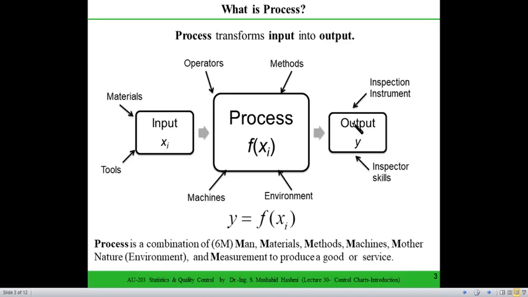Whether the measurement takes place at the input stage, during the transformation process, or at the output stage. So in any process, all the time we are dealing with these 6 M's: man, materials, methods, machine, mother nature, and measurement. In order to get a good product or service, you need to look into these 6 M's so that your function is good enough to transform all the inputs into an output.